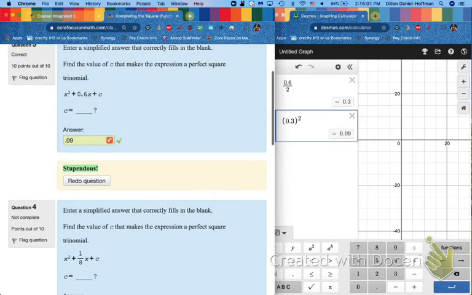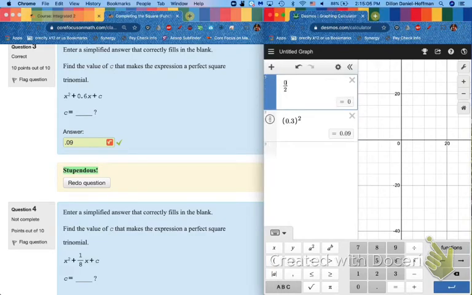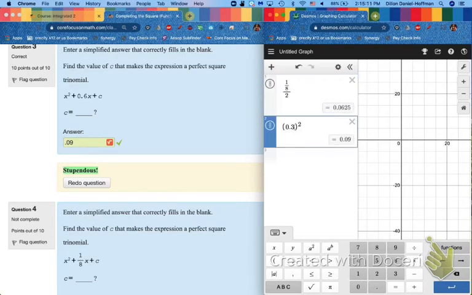And then finally, I've got a fraction here. That's fine. I'm going to do 1/8 divided by 2. And then I'll type this in. Ooh, this is interesting. Okay. Normally in class, when we use our graphing calculators, we get this as a fraction.